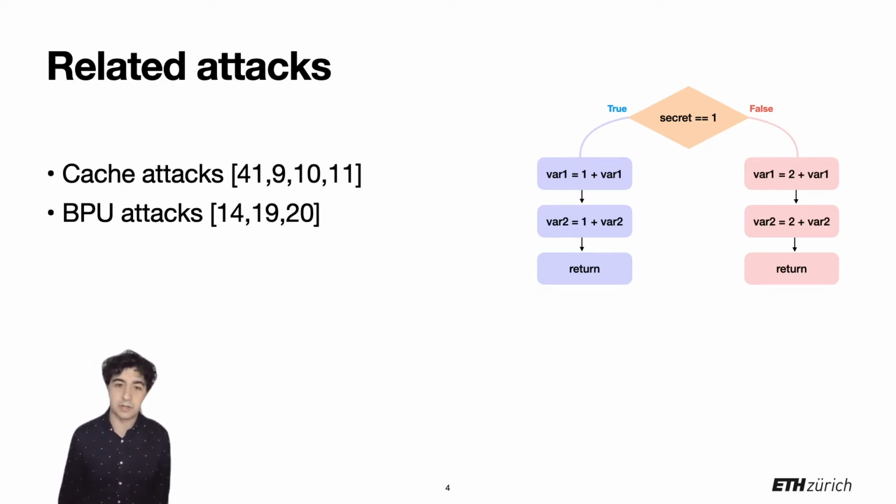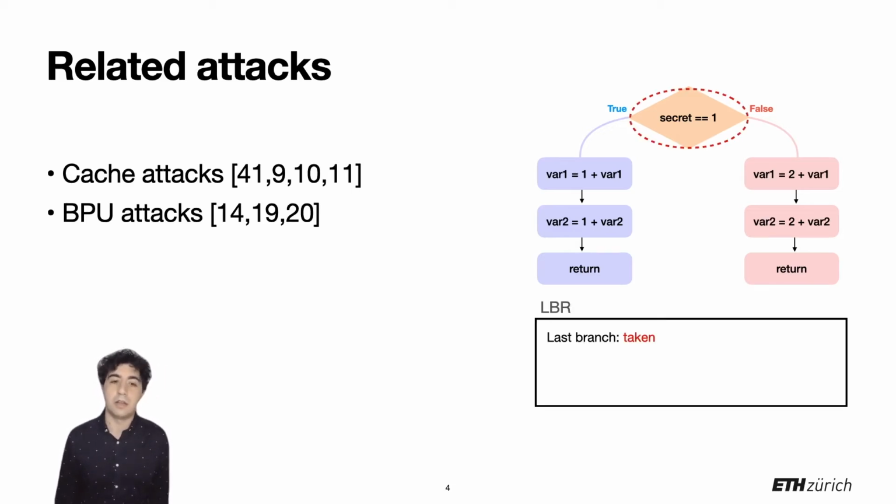Another attack that can be done against this code leverages the branch prediction unit, which is used to aid speculation. For instance, when we execute this code, after the branch condition, some information about the execution of the branch might be stored in the last branch record. For instance, here we store the fact that it was taken, and attackers can infer the value stored in this buffer. Thankfully, compiler mitigations exist that produce branching code that doesn't update the structure of the CPU.